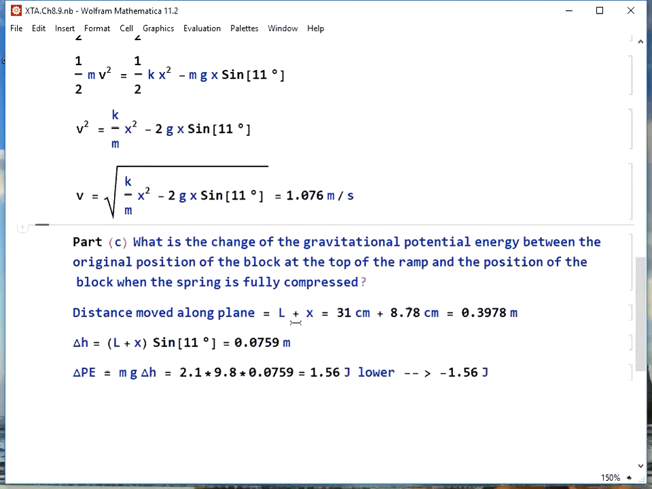Part C: what is the change of the gravitational potential energy between the original position of the block at the top of the ramp and the position of the block when the spring is fully compressed? We know the distance it moved along the ramp is the initial L, 31 centimeters, plus the x that we found above, 8.78 centimeters, or 0.3978 meters. The change in height is that length times sine of 11 degrees, or 0.0759 meters. So the change in potential energy is mg delta H, or 1.56 joules, and it's negative since it moved to a lower potential energy.